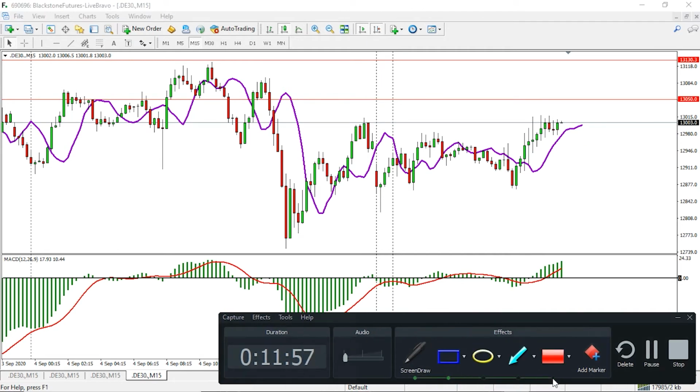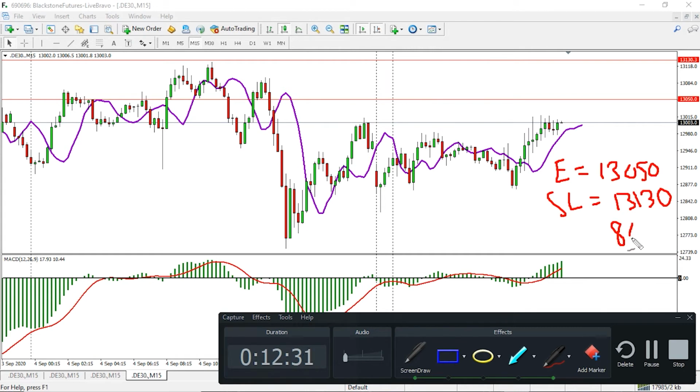Now, what we would want, and we can just write this down here, so my entry equals 130.50, and my stop loss equals 131.30. Guys, that is a difference of 80. So 131.30 minus 130.50 gives me 80 points.